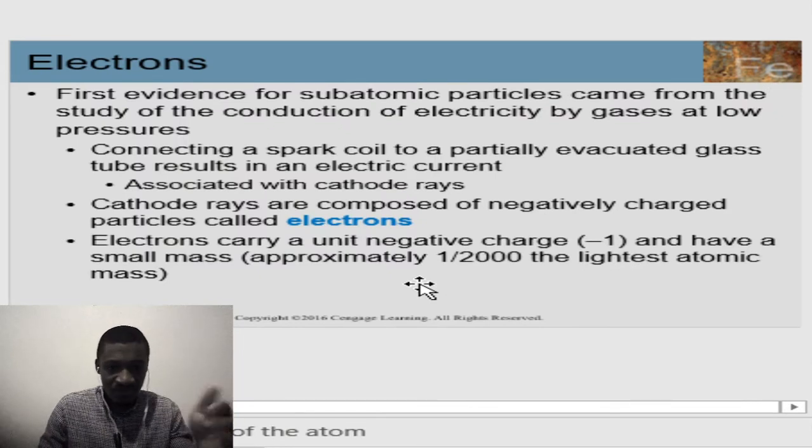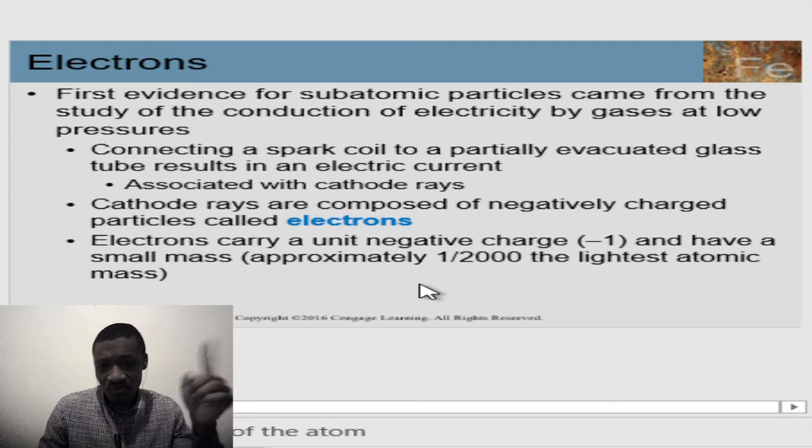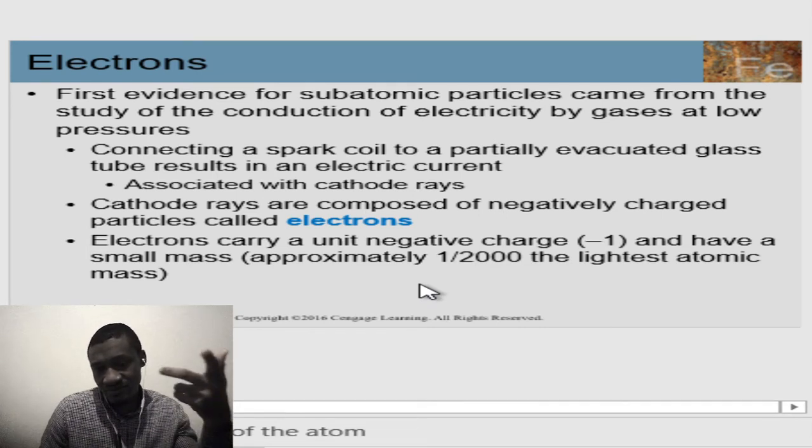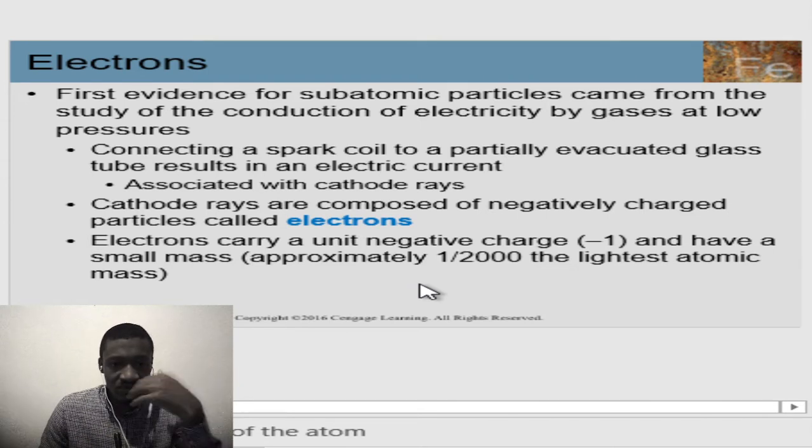Then we now explain what electrons are. So we said first evidence of subatomic particles came from the study of the conduction of electricity by gases at low pressure. So the word subatomic, let me explain. I say anything sub is under or inside, something like that. So the subatomic particles, electrons are subatomic particles. They're found in the atom, so they're called subatomic particles because atoms themselves are particles. So if they're inside particles, they're subatomic particles.